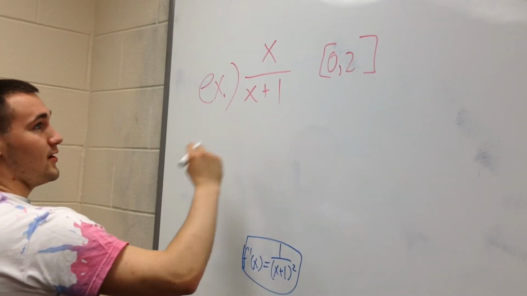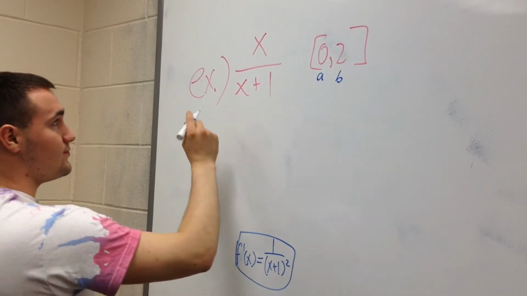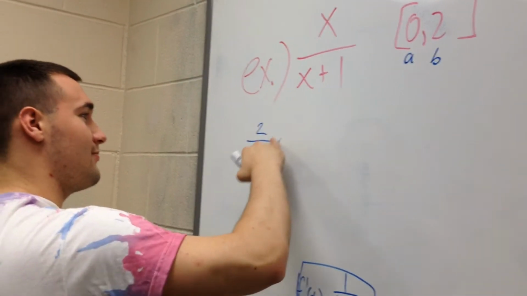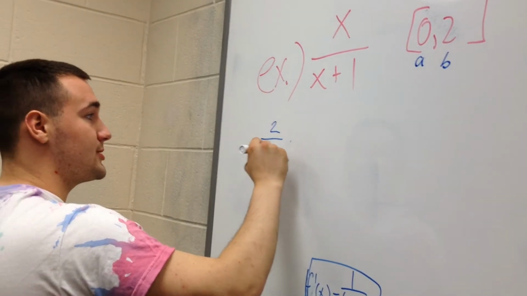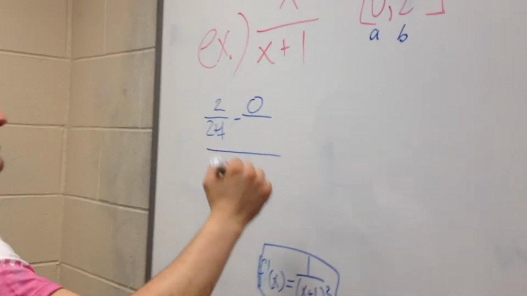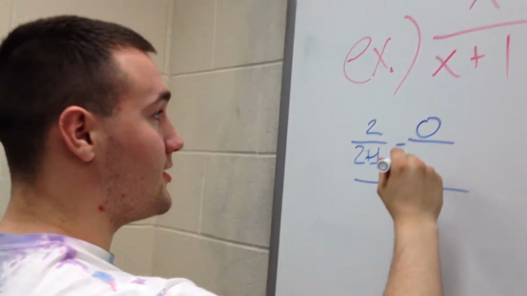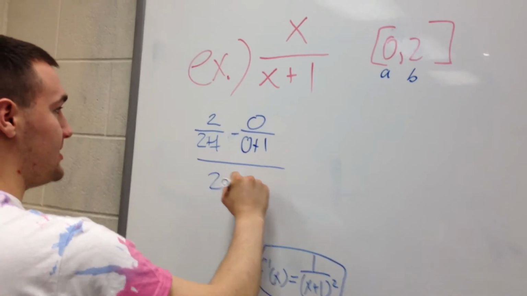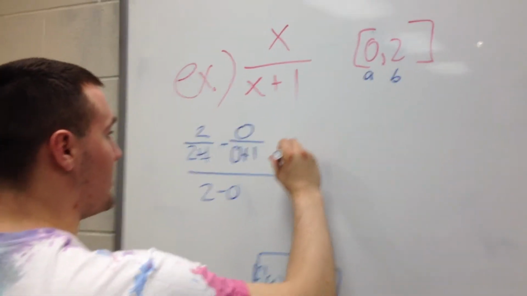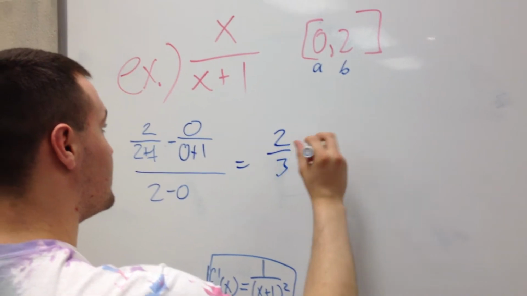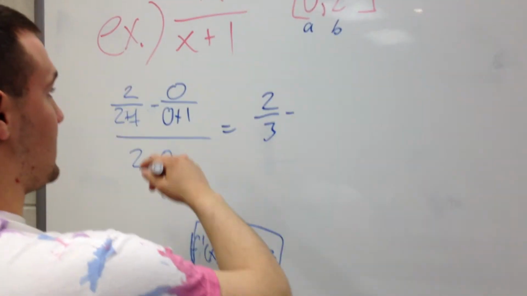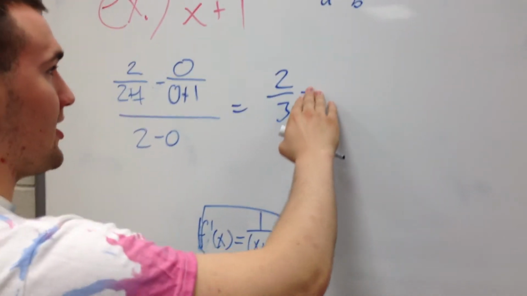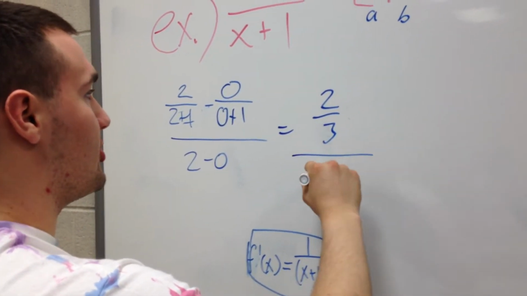So remember, this is your a, this is your b, the original function, so you have 2 over 2 plus 1. Then plug the a in there: you have 0 over 0 plus 1, all divided by 2 minus 0. That's going to be equal to 2/3 minus 0 divided by 1. You can forget about that because it's not going to equal anything. So now you just have 2/3 over 2.